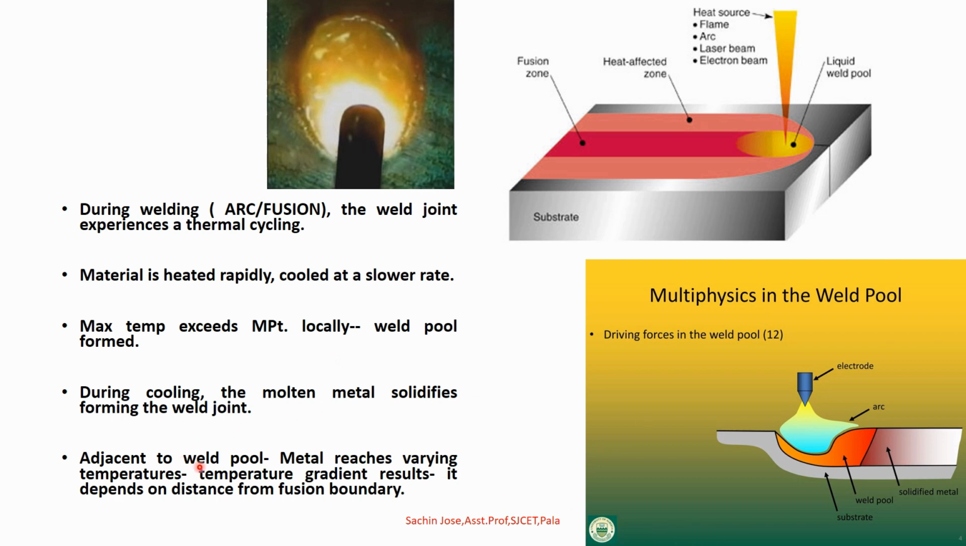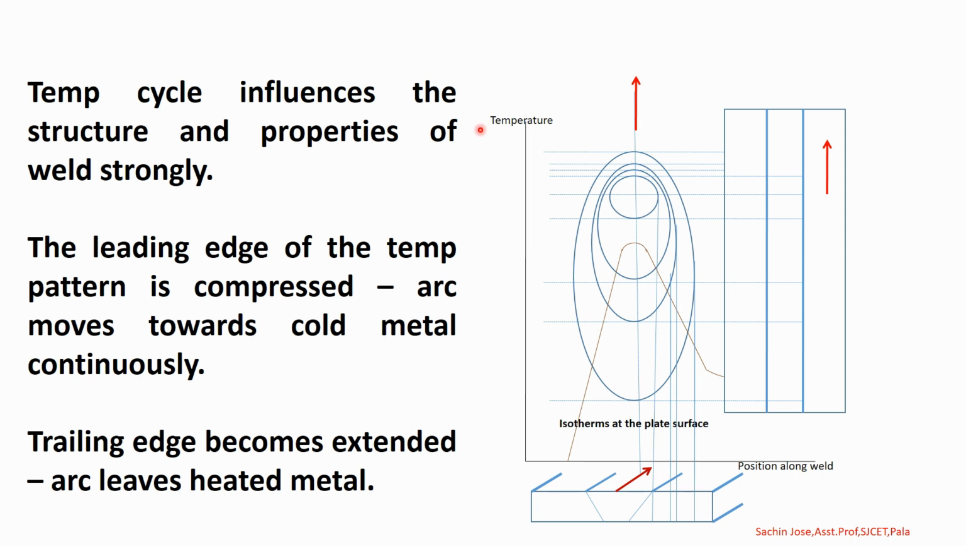So adjacent to the weld pool, the metal reaches varying temperatures. So you can see the different color schemes here. It depends on the varying temperature zones, temperature gradients. Okay, it depends on the distance from the fusion boundary. So this is the fusion zone. So different temperature zones are present in a weld metal joint. Then, as I said, the weld metal joint experiences a temperature cycle, and this temperature cycle influences the structure and properties of the weld strongly.